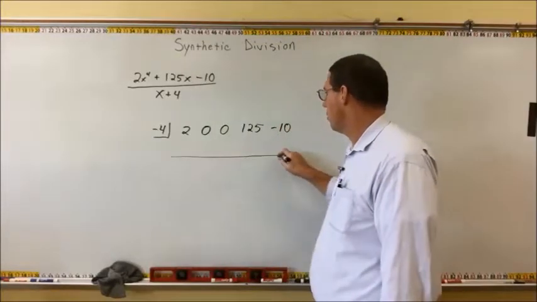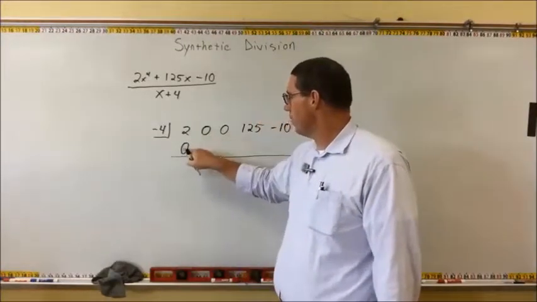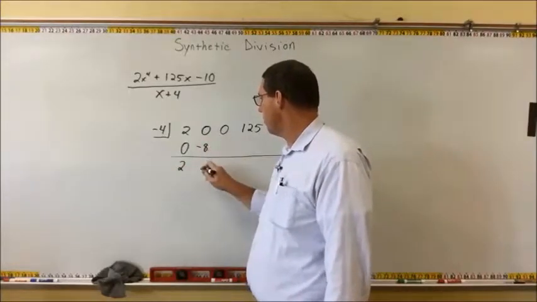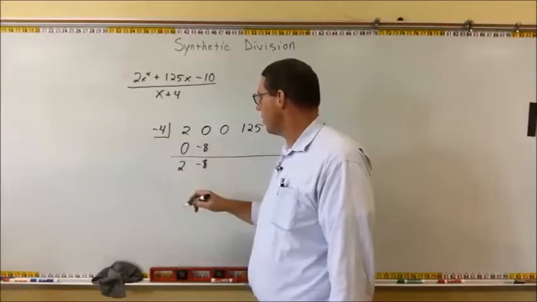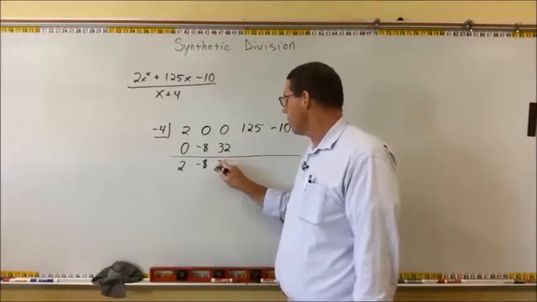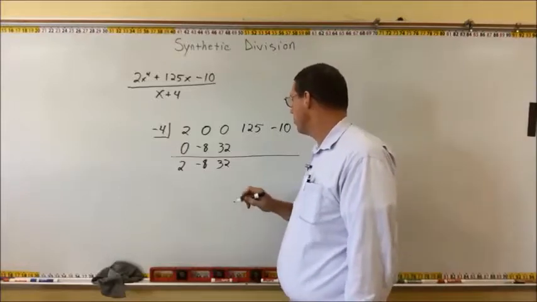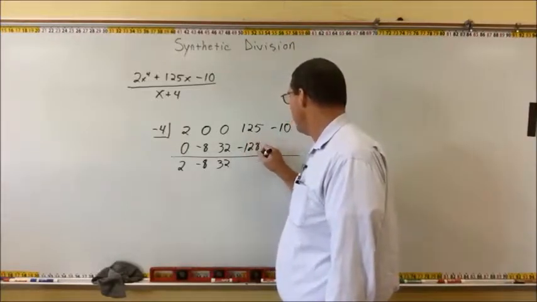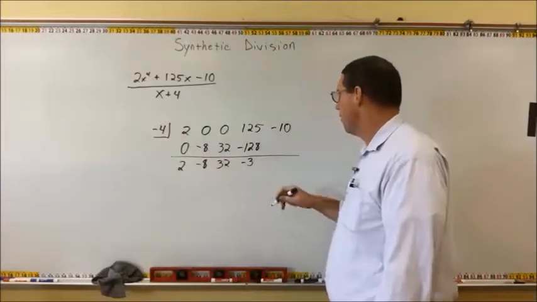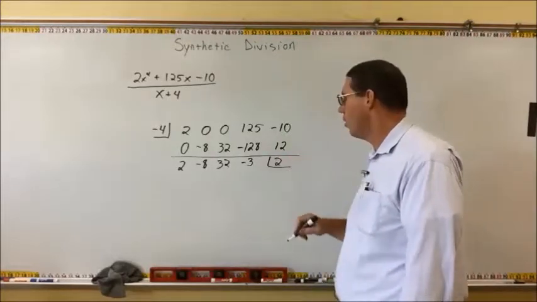We're going to draw our horizontal line. Now we're going to execute. Put a 0 under the first number. 2 plus 0 is 2, times negative 4 is negative 8. Negative 8 plus 0 is negative 8. Negative 8 times negative 4 is positive 32, plus 0 is 32. 32 times negative 4 is negative 128. Negative 128 plus 125 is negative 3. Negative 3 times negative 4 is positive 12. Minus 10 is 2. And that's our remainder.